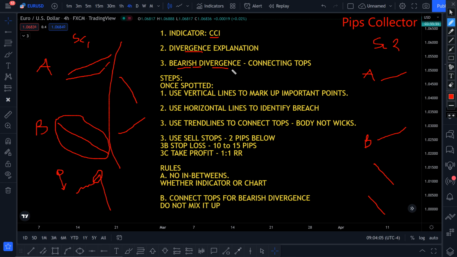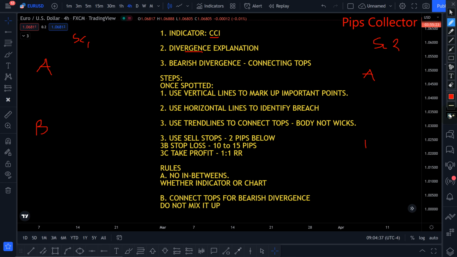So for bearish divergence, we are connecting tops. I'm going to treat another one for bullish divergence. I'm just going to do an overview of the steps to create an idea of what we'll be looking out for. Then I would use a chart to explain in total what we need to do. So without much ado, let's look at it this way.